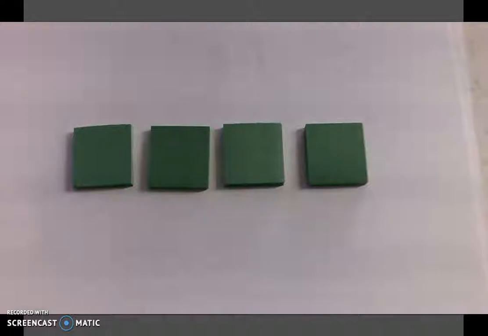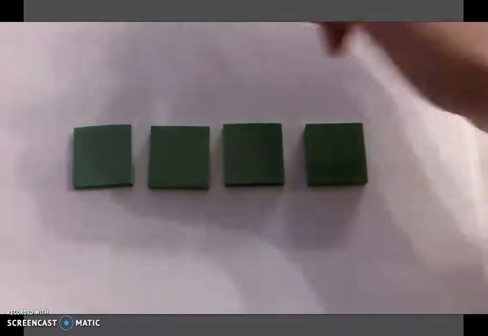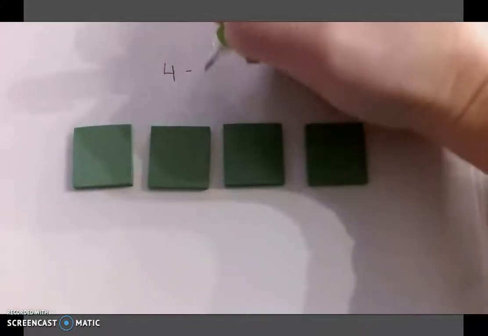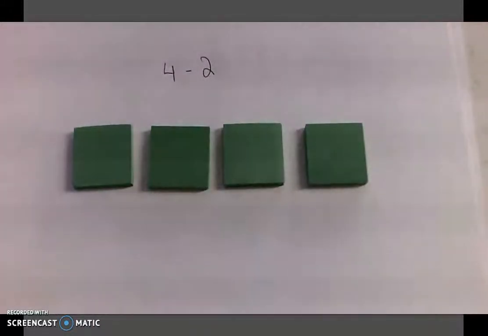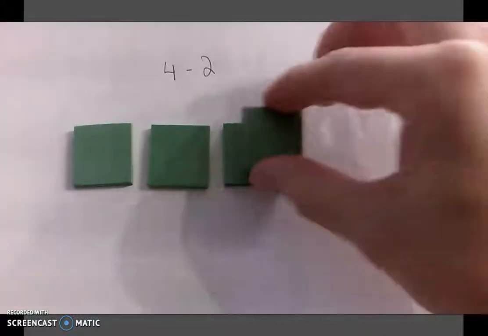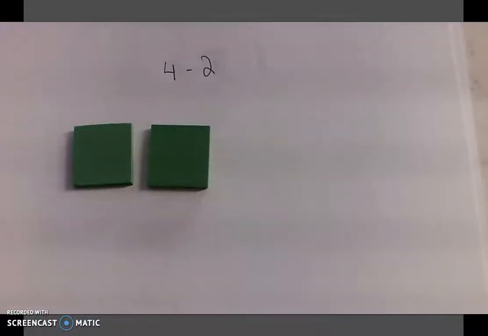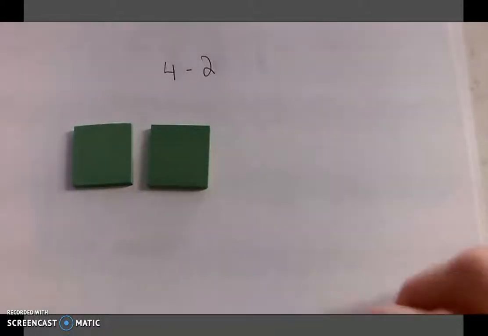All right, here are some manipulatives. I have 4 green units, and we're going to say they're just 4 positive units. I'm sure you could wrap your head around this. What if I just said 4 take away 2? I've got manipulatives, I've got 4 units. What happens when I take away 2? Very simple, I'm left with 2. The answer is 2.